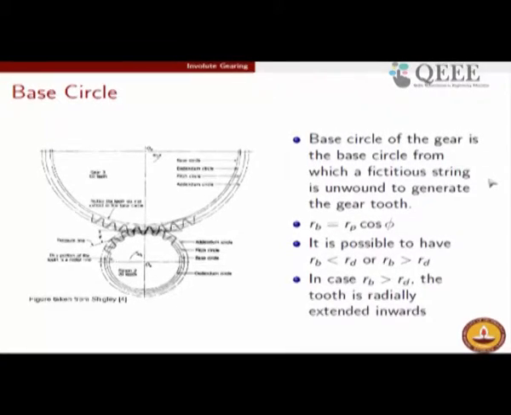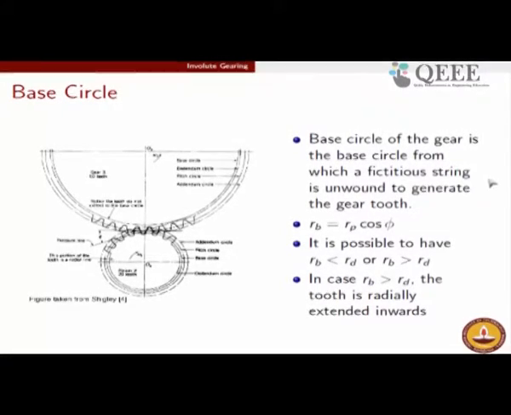We know that the involute profile is possible only in the radial portion extending beyond the base circle, because you cannot have the string unwinding inside the base circle. The string will unwind itself only in the region exterior to the circle, right. Accordingly, the involute tooth profile can exist only beyond the base circle, not below the base circle.